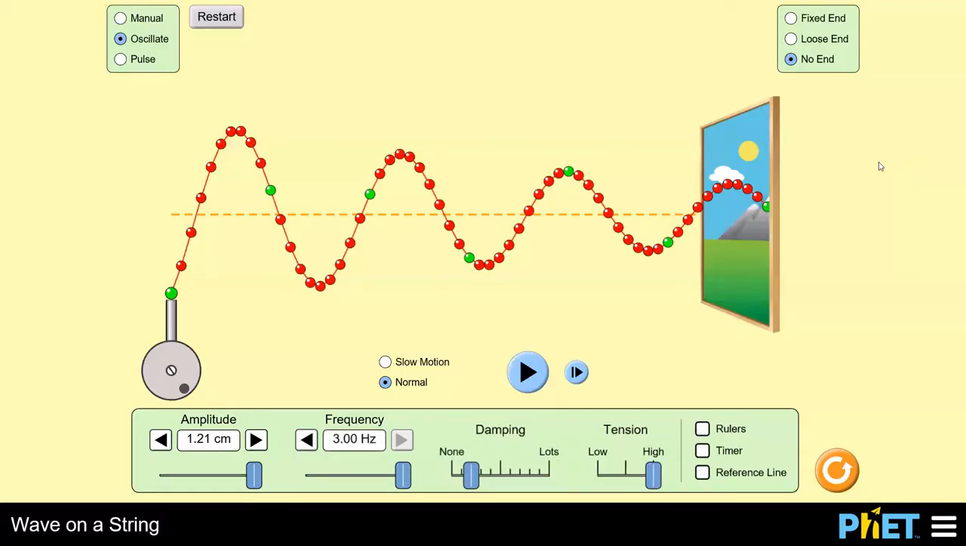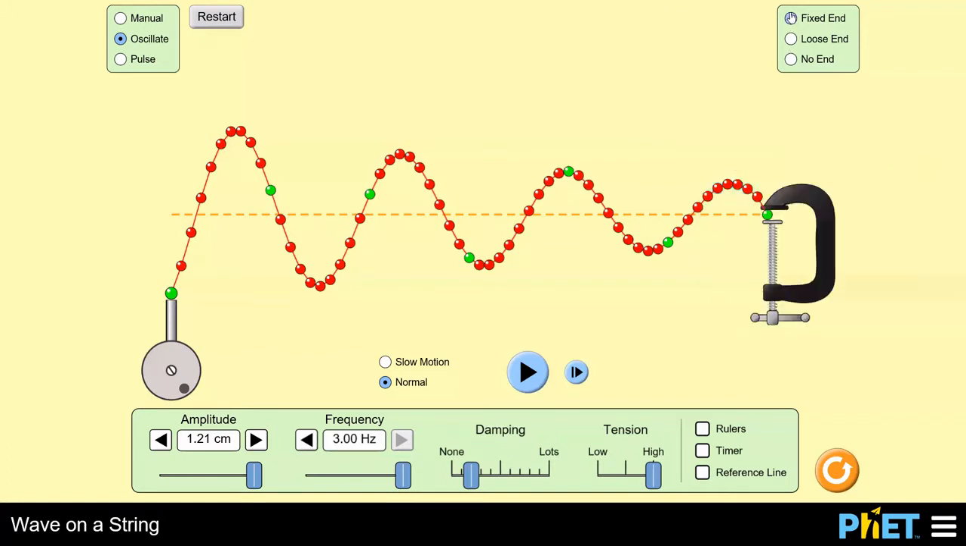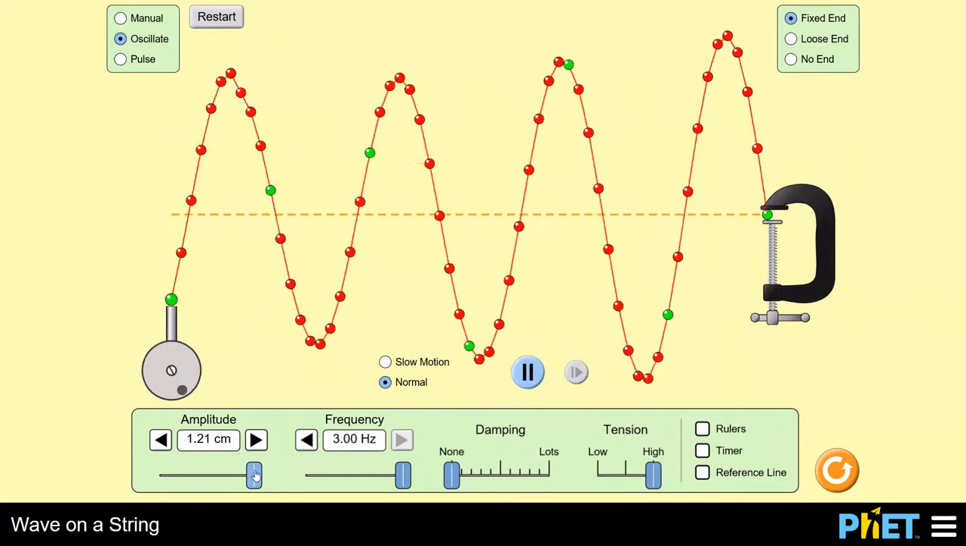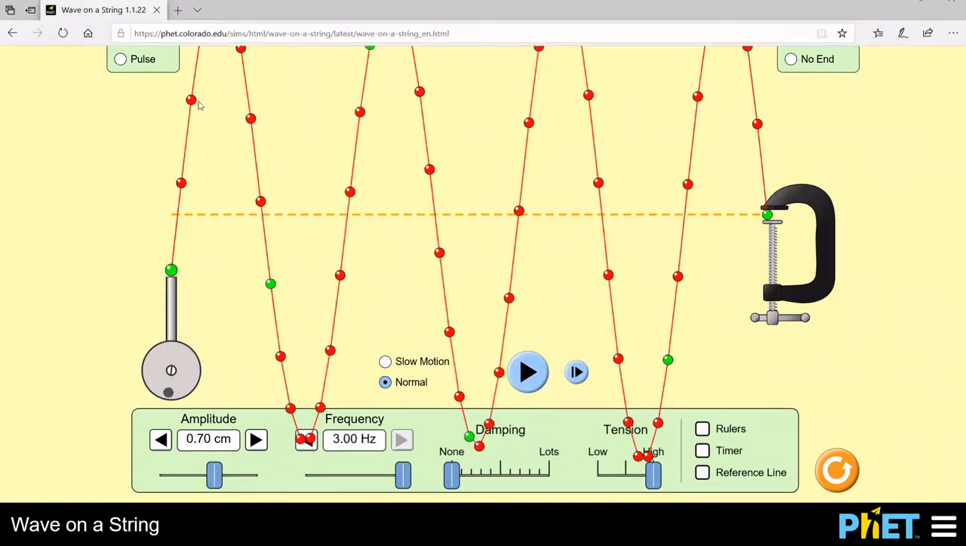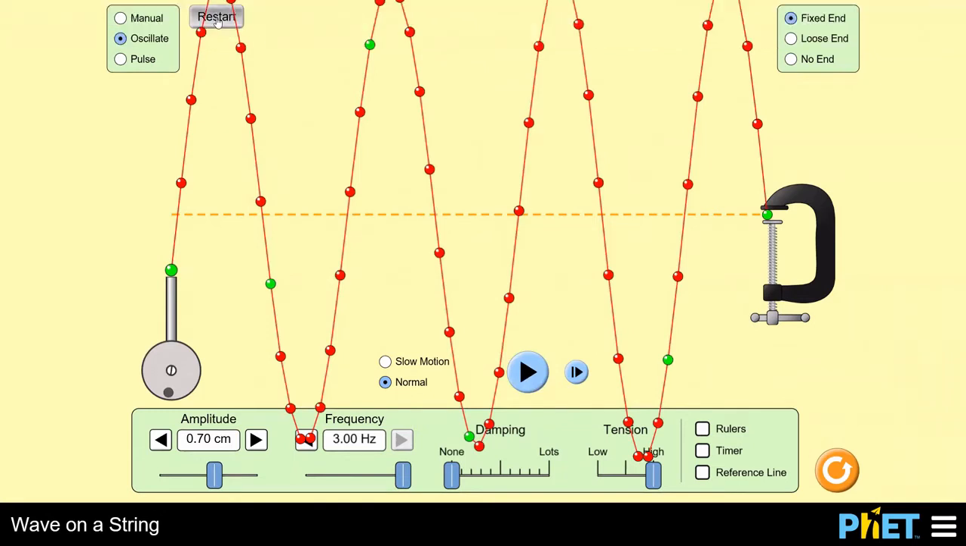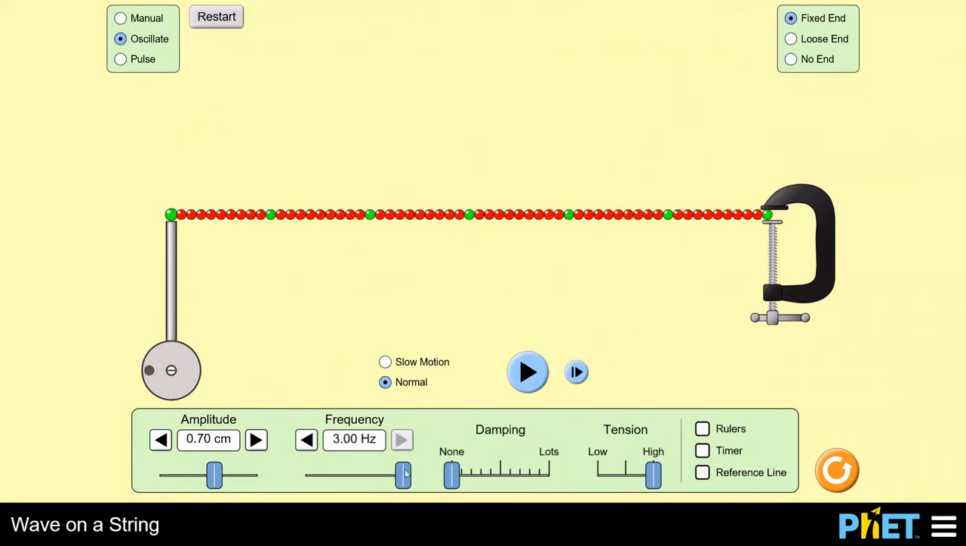And the last thing I think I'll talk about with this simulation, before I bore you to death with this one screen here, is the accumulation of energy on this string. So let me go back to a fixed end with no damping. You kind of saw this a few minutes ago. Oh, too crazy. Restart. Okay, let's go with a medium frequency.